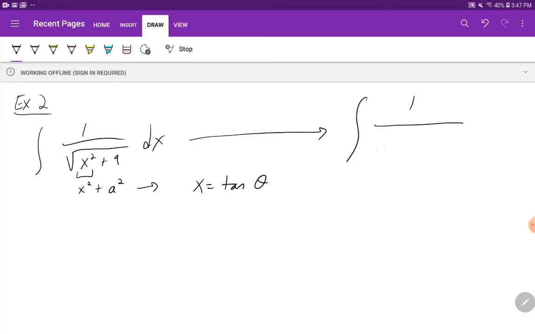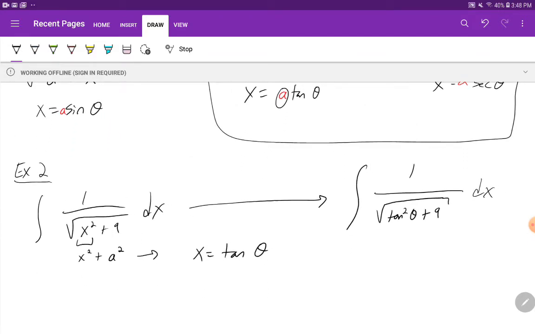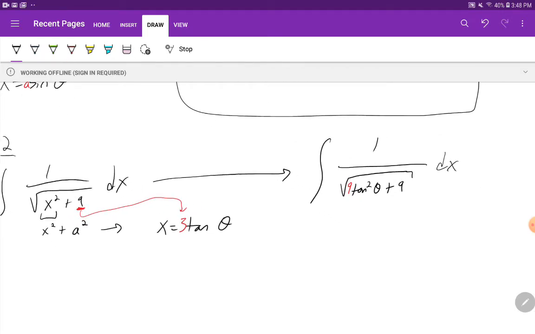We get 1 over square root of, it's not x squared anymore, it's 9 tan squared theta plus 9, and we have to substitute out this dx. Oh my gosh, I forgot about that a, didn't I? Yeah, so when we make the initial substitution, we have to account for that a value, okay? So just take a note of that. You'll see why we do that in a second. So don't forget about that a.